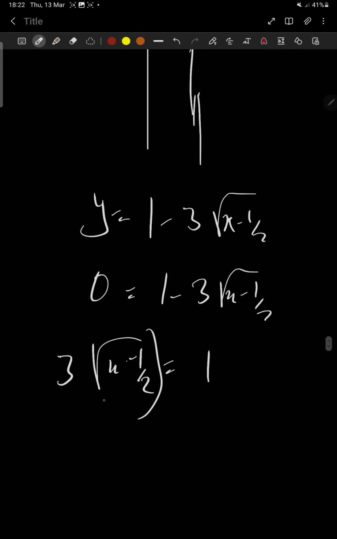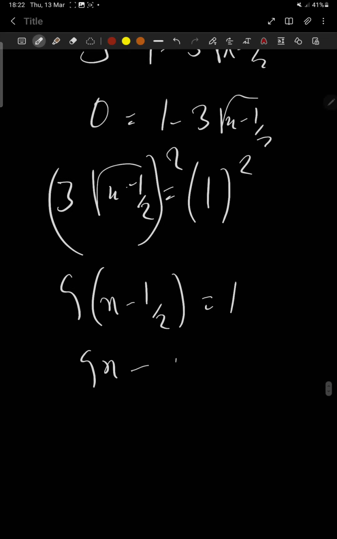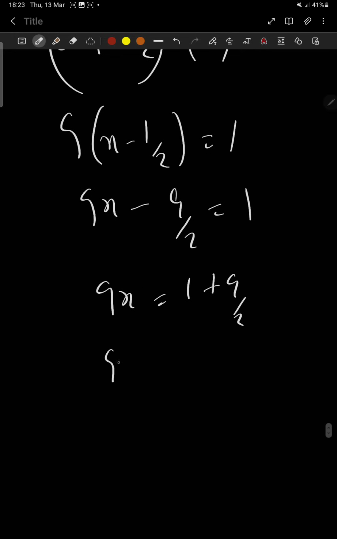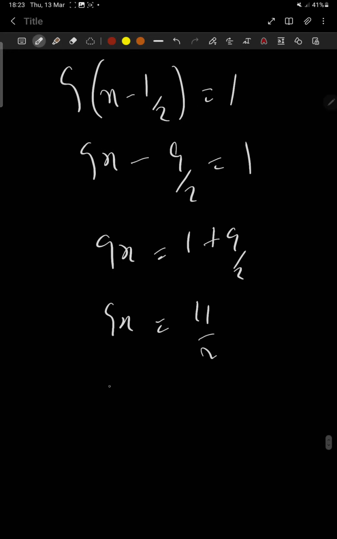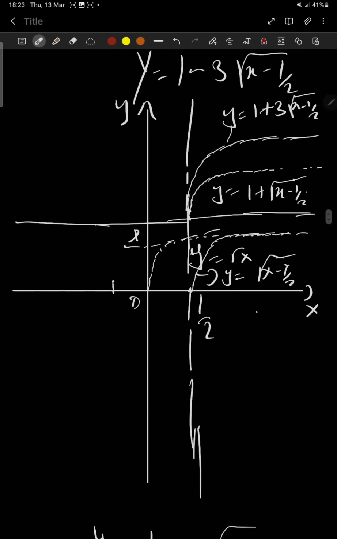Then square both sides. You're going to have 9 times x minus half is equal to 1. Then this will be 9x minus 9 over 2 is equal to 1. Then 9x is equal to 1 plus 9 over 2, so 9x is equal to 11 over 2. Divide by 9, so x is equal to 11 over 2 times 1 over 9, which is 11 over 18. So in a way, you can draw this. If this goes, it will cut there, at 11 over 18.